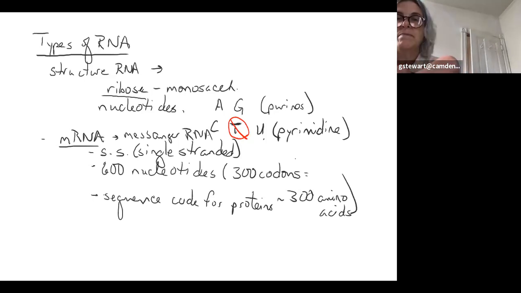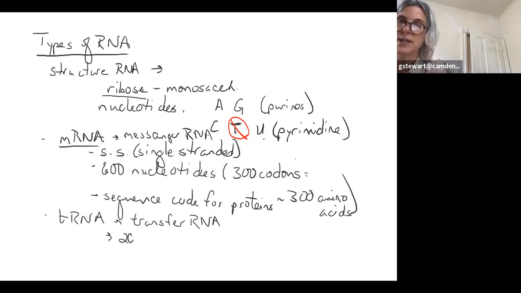Now, transfer RNA, T for transfer RNA, is a little more complicated. Transfer RNA, there are 20 different transfer RNAs, one for each amino acid. So there are 20 different transfer RNAs. Actually, there's more than that, plus. And the transfer RNA, they're not single-stranded, right? They have what we would call secondary structure. Just like with proteins, right? So I'm putting a 2 with a circle above it to indicate secondary structure.